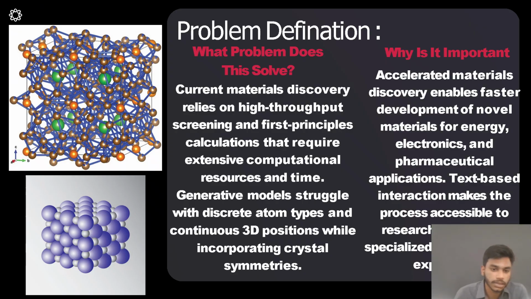Current materials discovery methods depend on high-throughput screening and first-principles calculation. These methods consume a lot of computational resources and are time consuming. Also, generative AI models face difficulty handling discrete atom types, continuous 3D positions, and crystal symmetry constraints. Because of these challenges, it becomes difficult to generate accurate crystal structures efficiently. So our project aims to solve these problems using AI-based approaches.